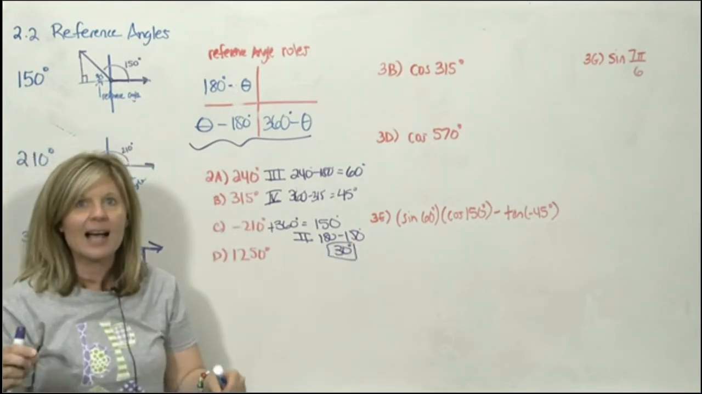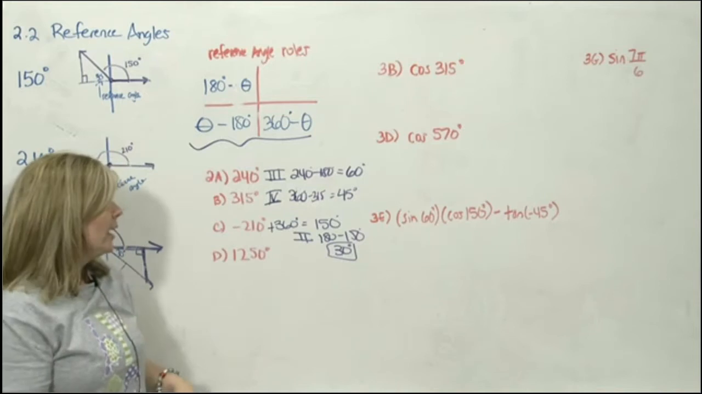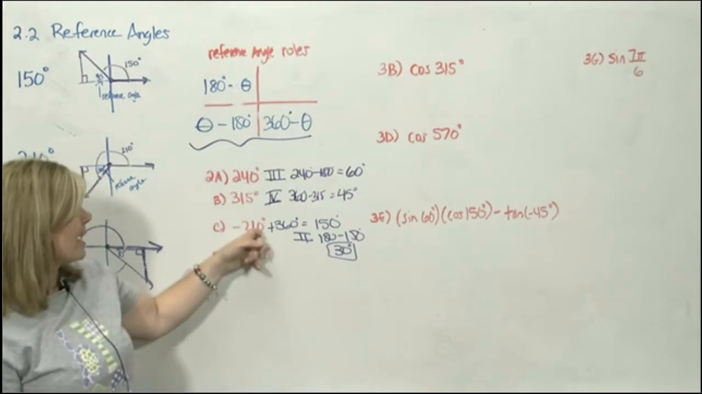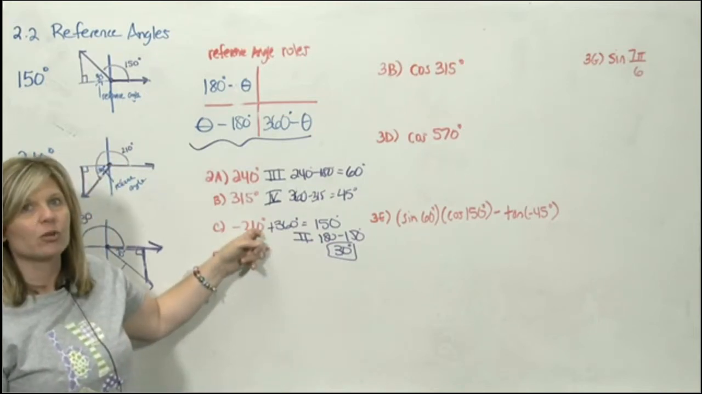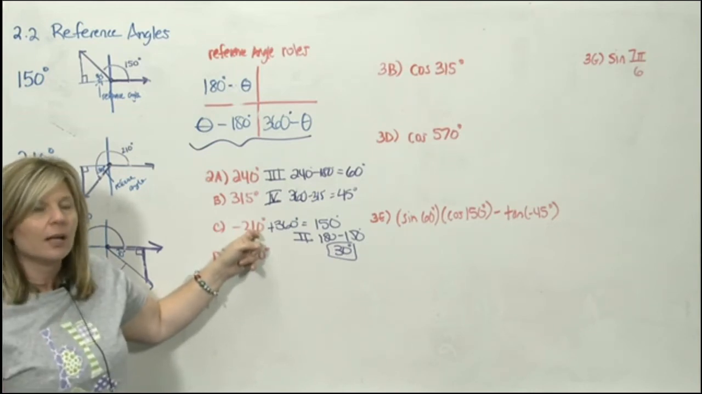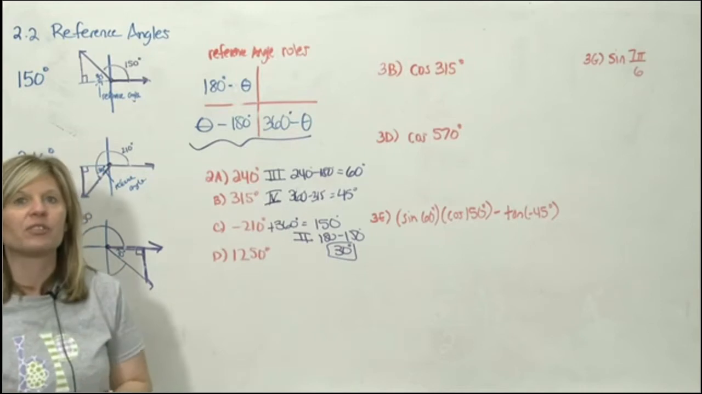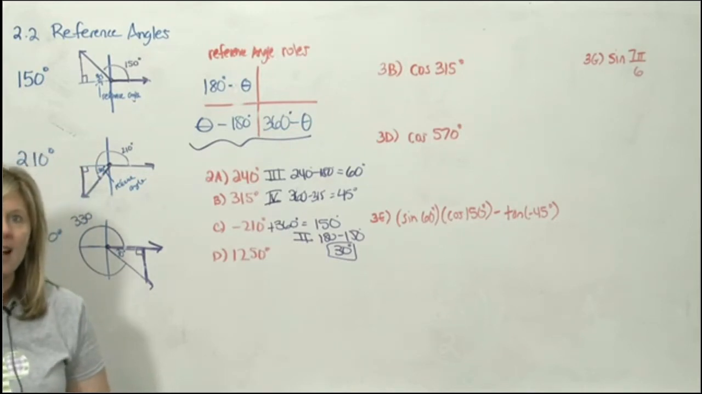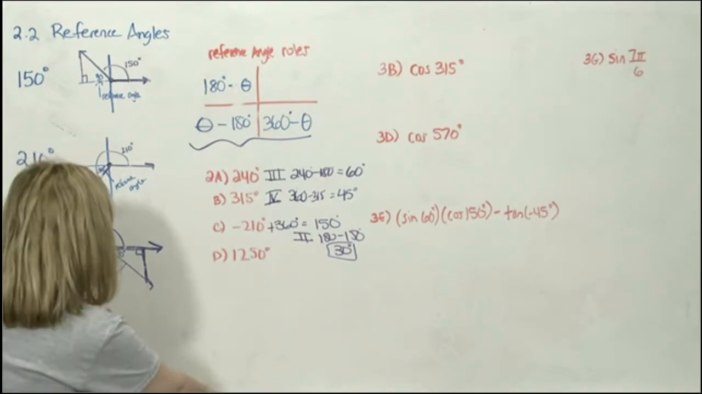That's saving you guys a lot of time. I'm saving you from having to draw an angle that's negative 210 degrees, draw the triangle, make that positive, and find out what the angle is inside the triangle. That's what I'm trying to show you. I could do it for you.